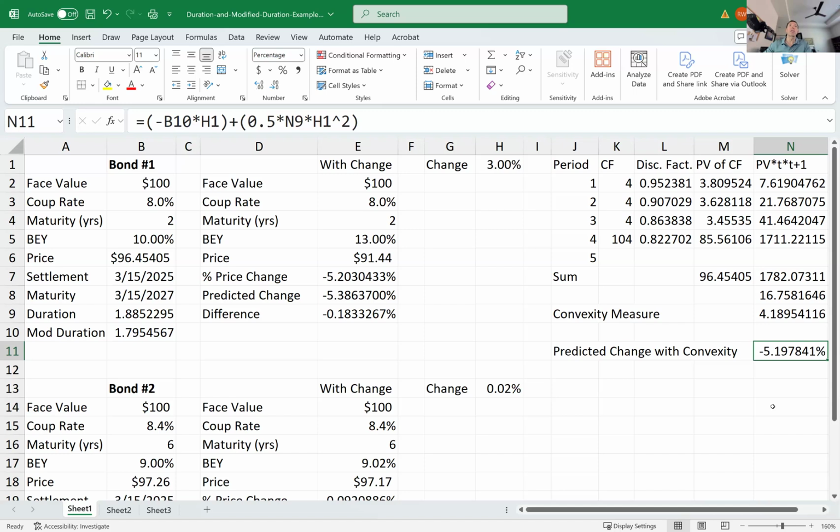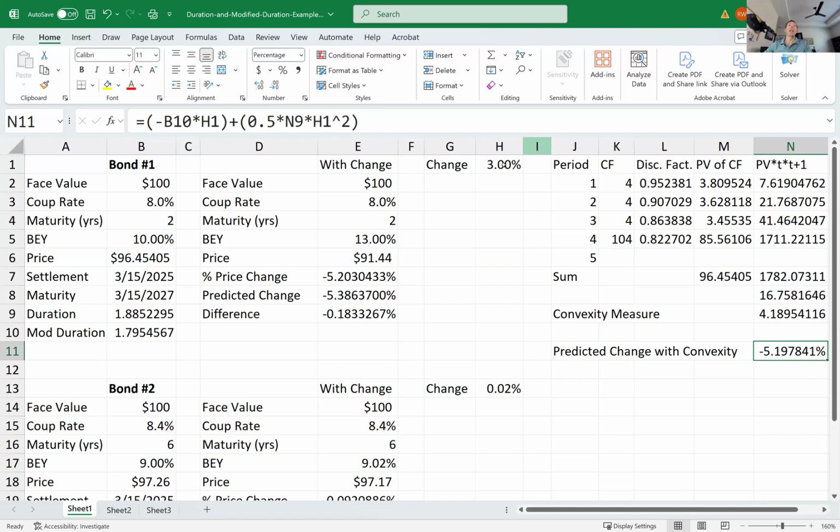Now take a look at this. When there's this 3% change here, the actual change was 5.2%. What modified duration predicted was 5.38%, which is off by a little ways. What is it when we add the convexity measure in there? 5.198, as opposed to 5.2.